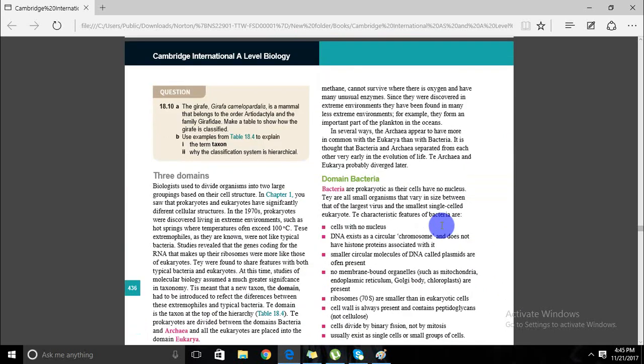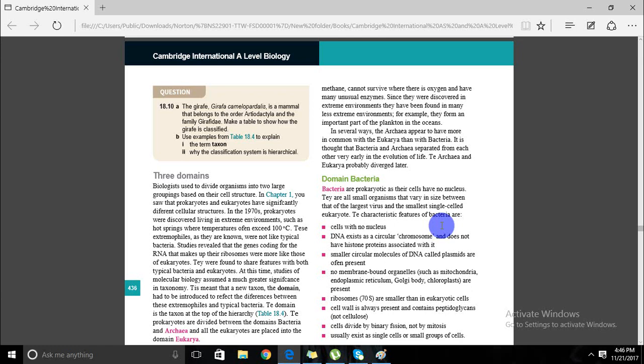Right. So basically there are three domains: domain Eukarya, domain Bacteria, and domain Archaea. And previously, from previous study of this syllabus, you would have known that scientists had been classifying living organisms into two basic categories: prokaryotes and eukaryotes, based on vastly different cellular structures. And till the 1970s, these were the two main domains. However, this classification was changed in the 1970s.